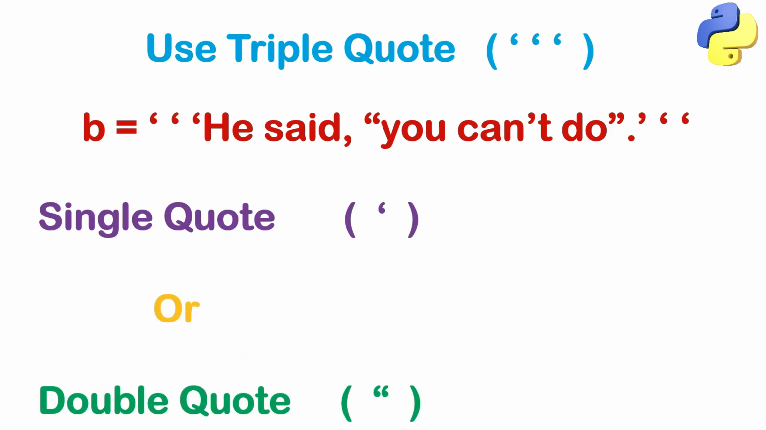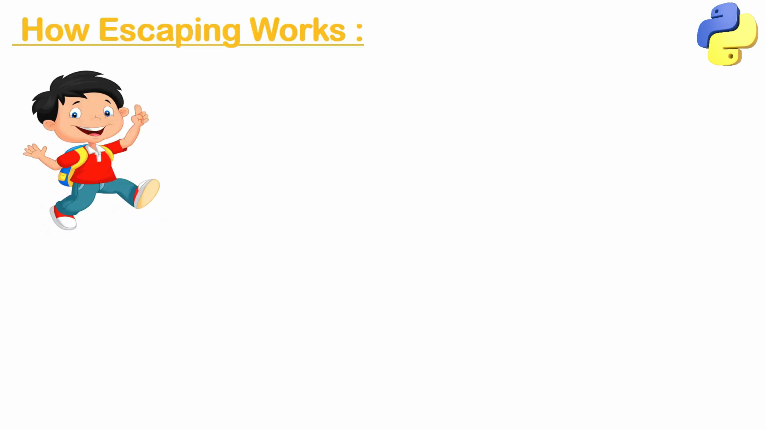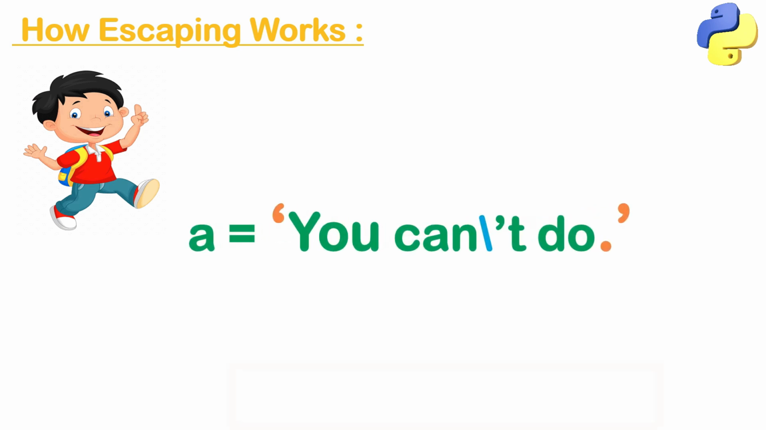But wait, there is more. If you really want to use single or double quotes to surround a string in Python, instead of three single quotes you can add a backslash before each quotation mark within the string, and this is called escaping. Here are a few examples of how escaping works.